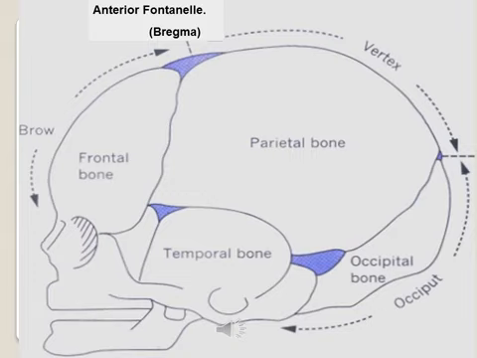Then coming over the top, we've got the vertex, coming to the posterior fontanelle, which is a small triangular shaped membranous space, smaller than the anterior fontanelle, and that's called the posterior fontanelle, or lambda. That's lambda. And then we have the occiput coming round the back to the base of the skull. And we'll look at more of these bones on the top side view on the next slide, and we'll also look at measurements in future slides.